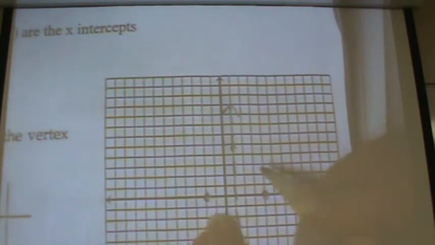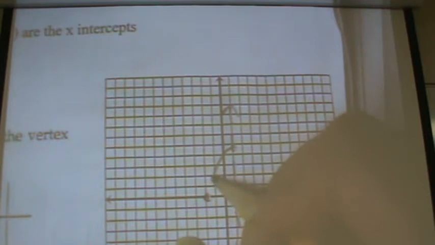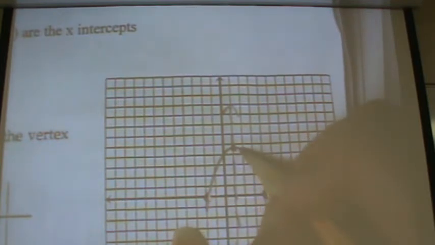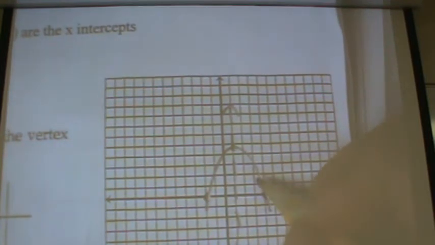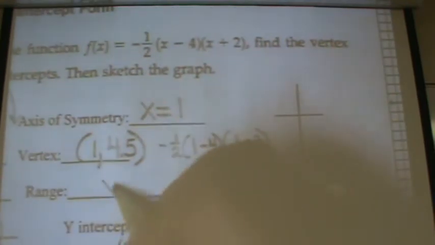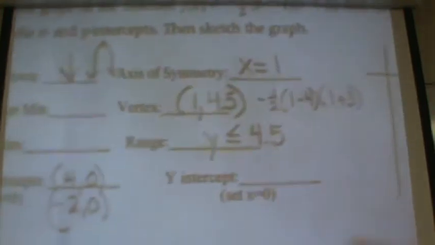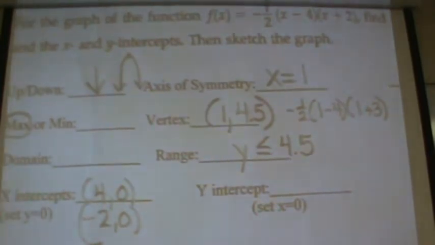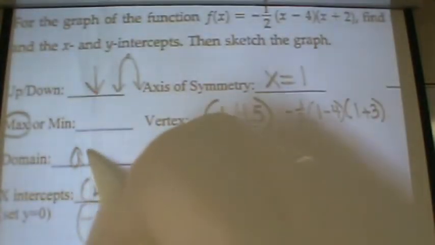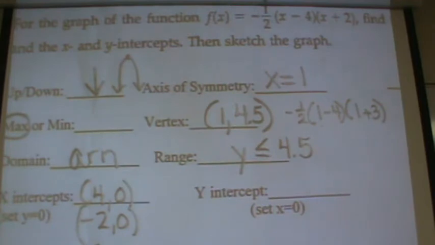That's your vertex. So now can you tell me what your range is? Y is less than or equal to 4.5. Now, the domain we said is all real numbers, that's an easy one, memorize that.